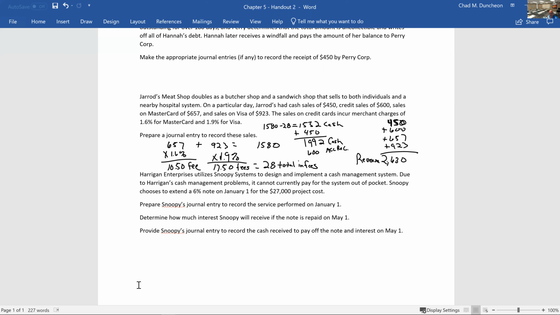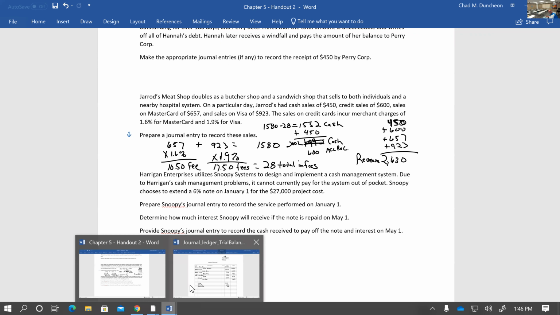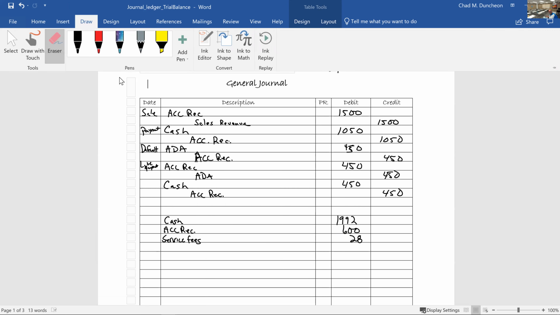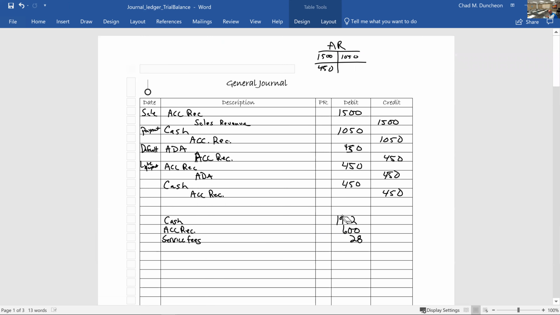Give me a second, I did something wrong here. This math is bad. It's not 1992, it's actually 2002. That's what I get for trying to do math in my head. Maybe some of you watching at home caught that. Hats off to you. Erase that, and we'll put the 2002 in here. It was just bad math.